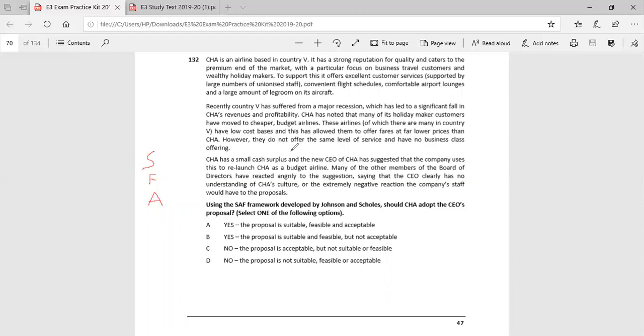D, C, yes. D is: the proposal is not suitable, feasible, and acceptable. Okay, so most of you are going with D. Why? It's an airline business based in country B. What's the proposal? All of you are going with D.